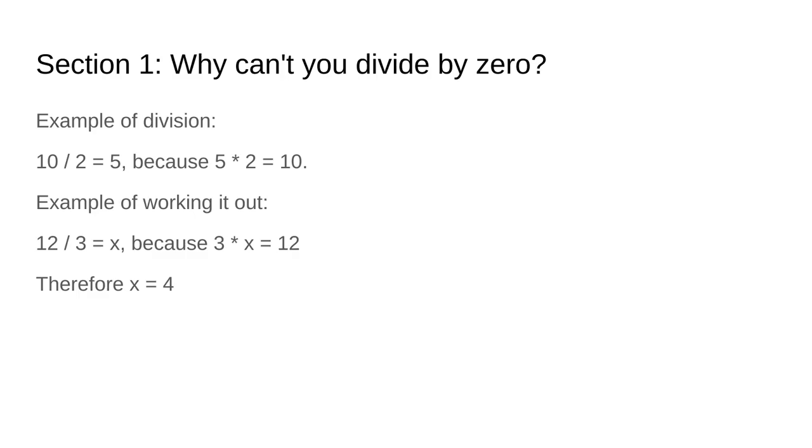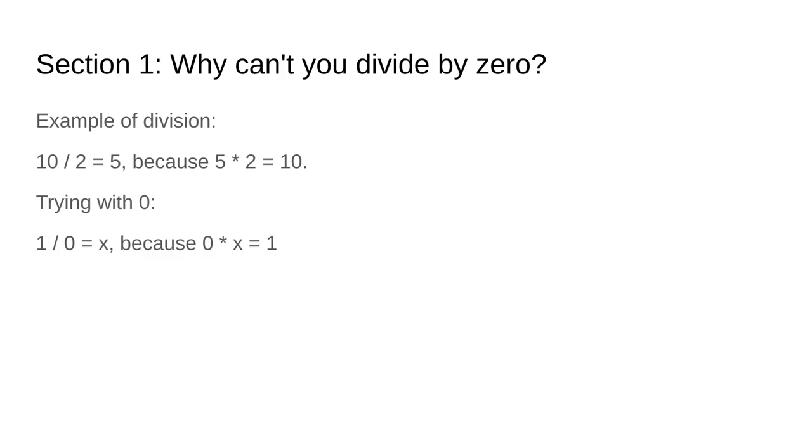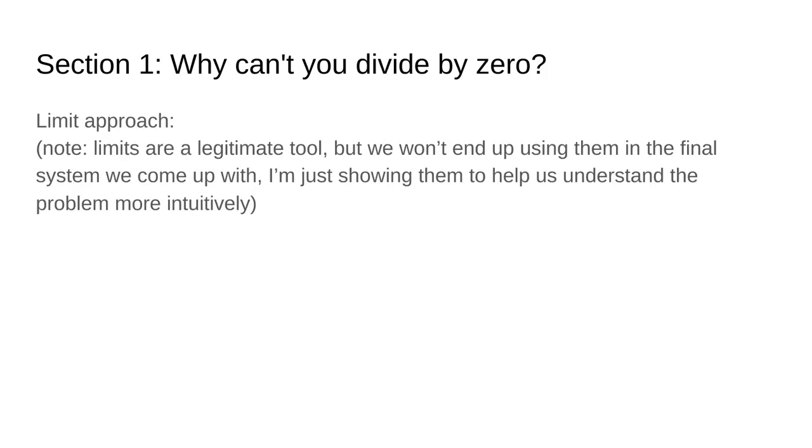Now let's apply this logic to 0. 1 divided by 0 equals x, because 0 times x is 1. And we can clearly see where the issue is. This approach won't work, because any number multiplied by 0 gives 0 as an answer, not 1. The other approach we can take is using something called a limit. We'll start off with a number close to 0, and get closer and closer to it, to see what the result approaches. Just to see that this approach is valid, we'll use an example without 0.